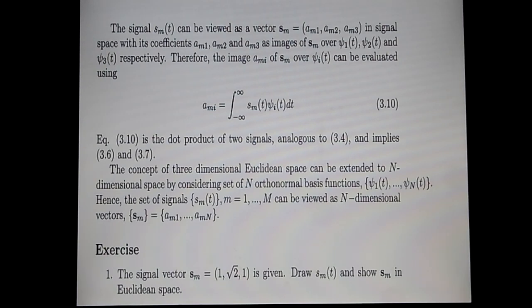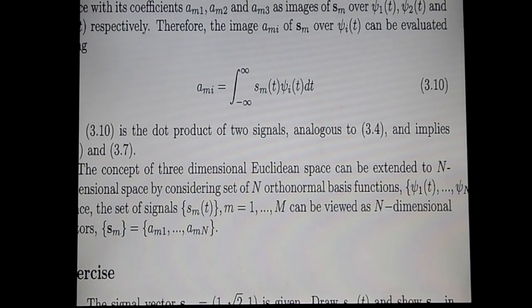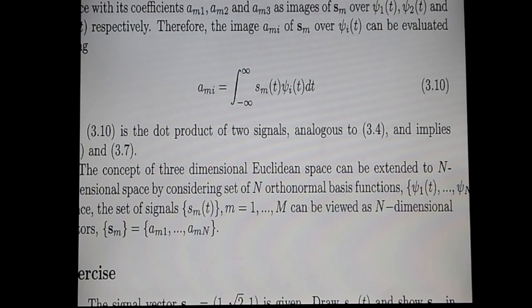am1, am2 and am3 are the images of Sm over psi 1, psi 2 and psi 3 respectively, and any image ami of this vector Sm over psi i can be evaluated using equation 3.10. If you see this 3.10, this gives you the dot product of the signal with the unit vector psi i. So Sm of t is the signal, and psi i of t is the unit basis function.